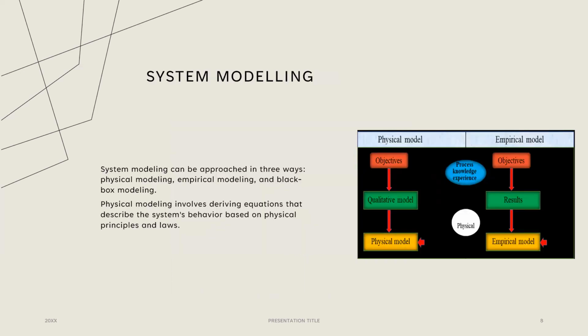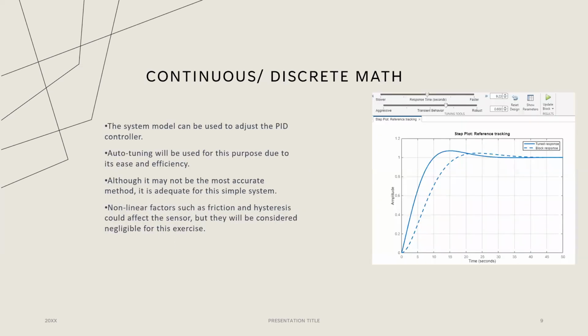System modeling. When we're talking about system modeling, it can be approached in three different ways: physical modeling, empirical modeling, and black box modeling. For this control system, I use physical modeling, and that involves deriving equations that describe the system's behavior based on physical principles and laws. And on the right, you can see a graph of physical modeling and empirical modeling and how they work.